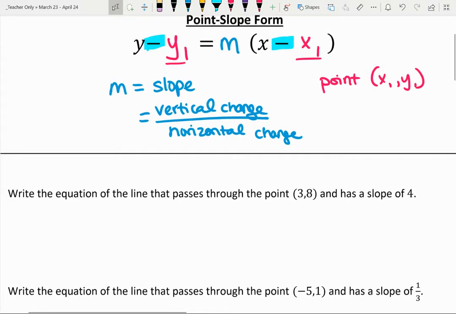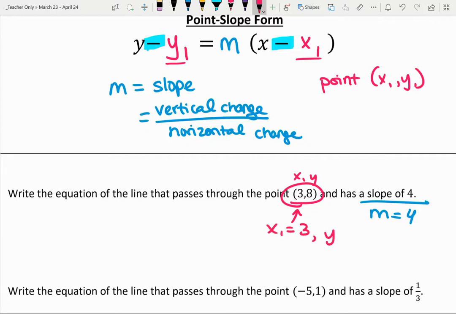So our first example asks us to write an equation of the line that passes through the point 3, 8 and has a slope of 4. So that bit of information tells us that our m is equal to 4. And since we know points are written in x and then y, this means that x sub 1 is going to be 3 and y sub 1 is equal to 8. So those are the three values we're going to use to substitute into our form.